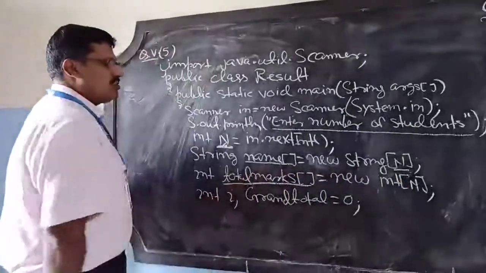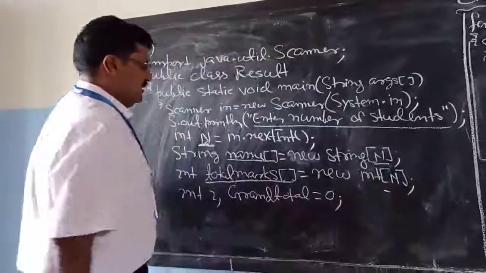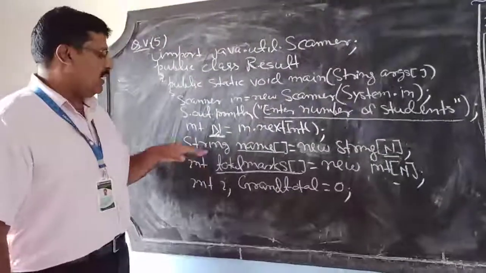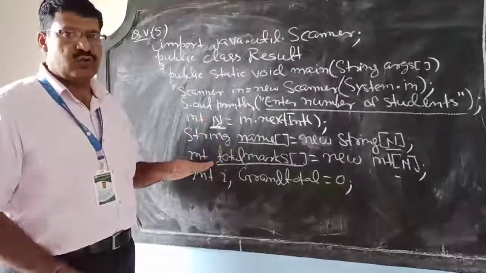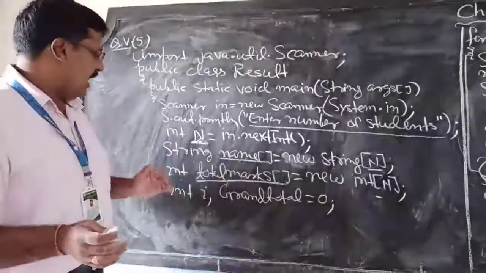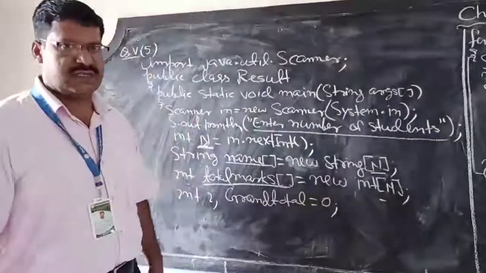The total marks array is also of int type, and of what size? n size. So we have declared two arrays, one string type and one int type: string type name to store the names of n number of students, and total marks to store the total marks of n number of students.